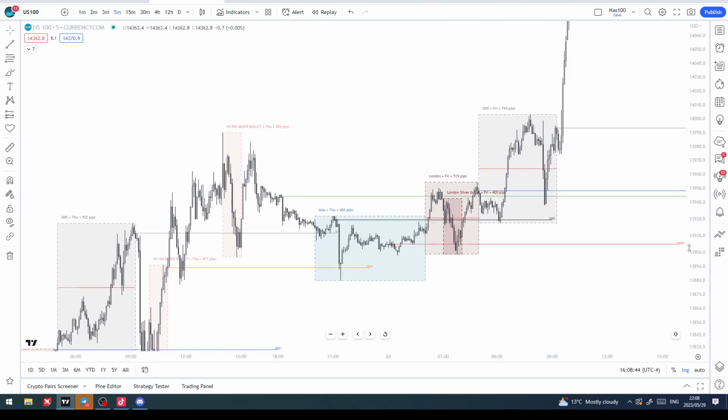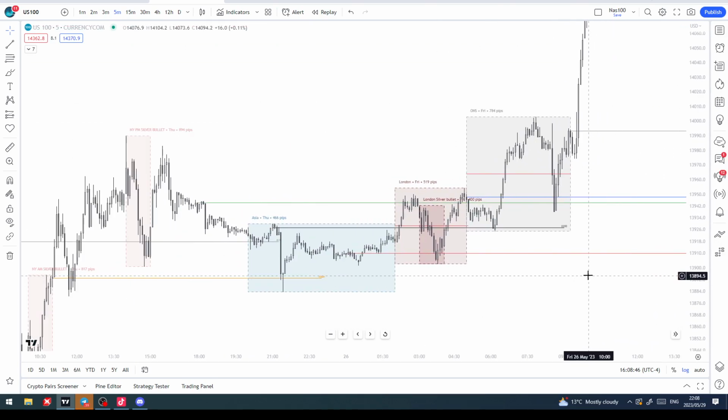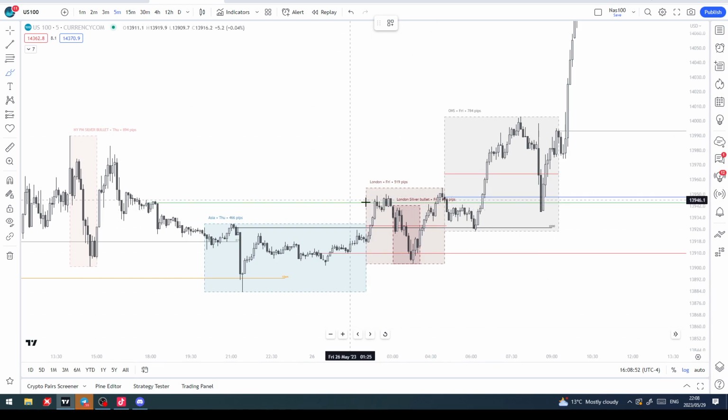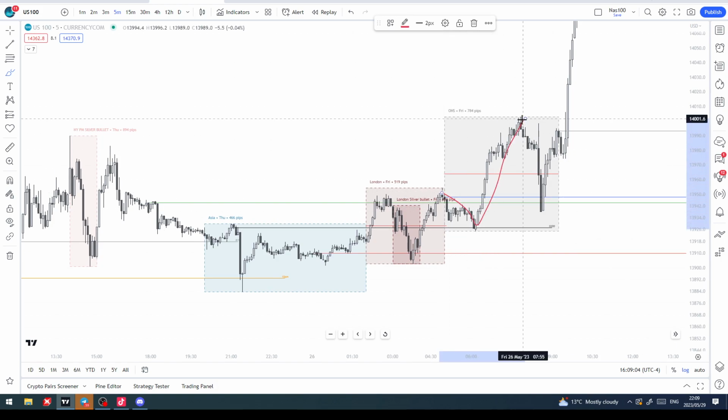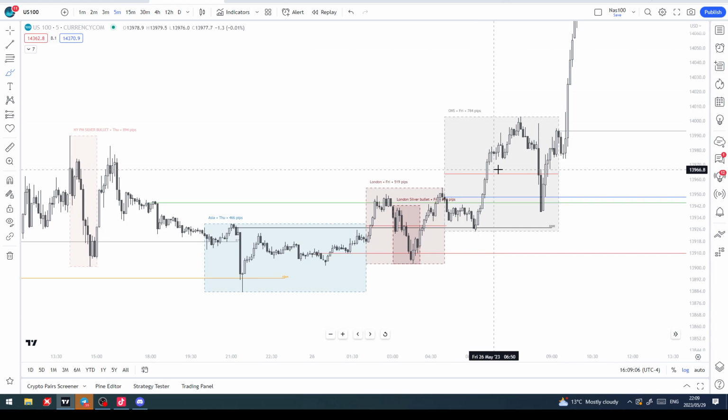in fact, ICT's silver bullet is something very similar to what I use. So he considers the London silver bullet from 3 to 4 o'clock a.m. New York time, and any imbalances created then would be rebalanced, and then price would move away. It's the same thing that I would use, New York, Chicago time, in fact.